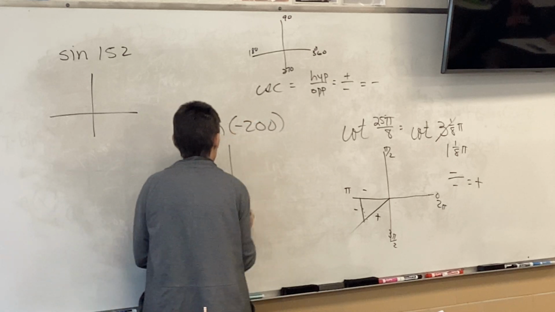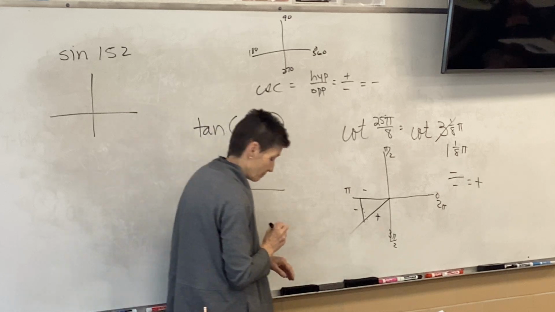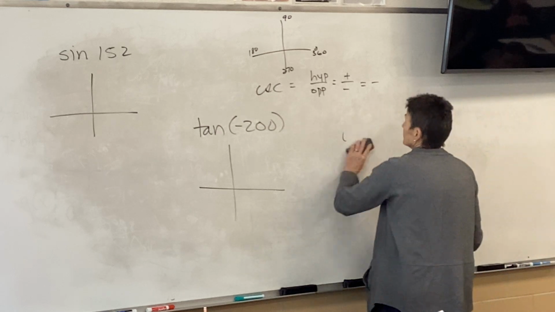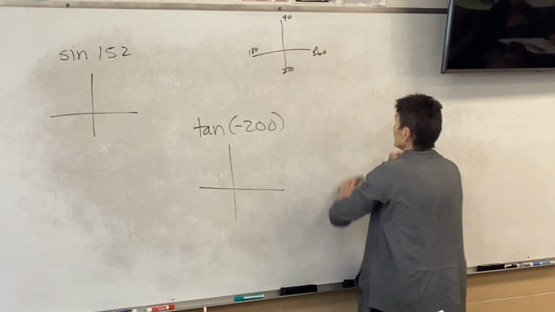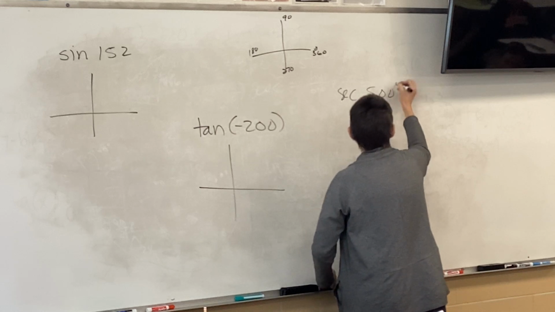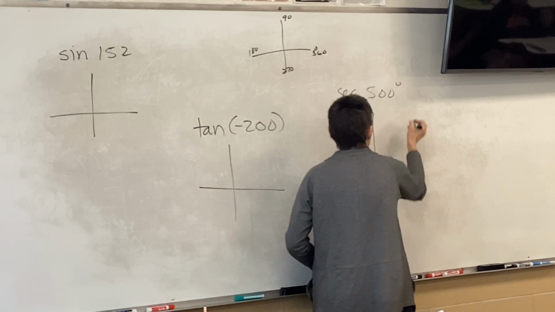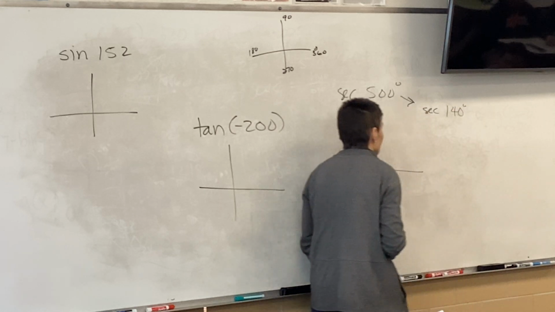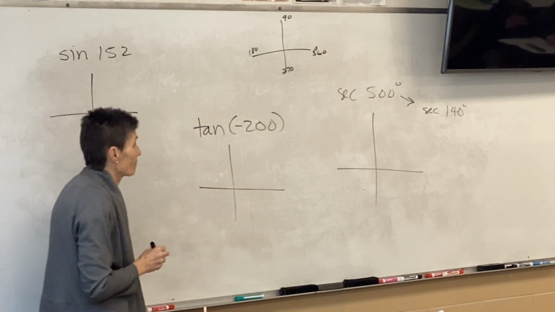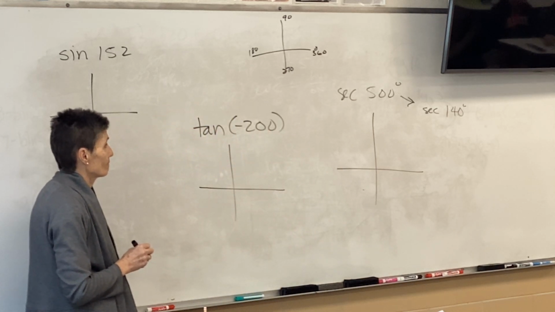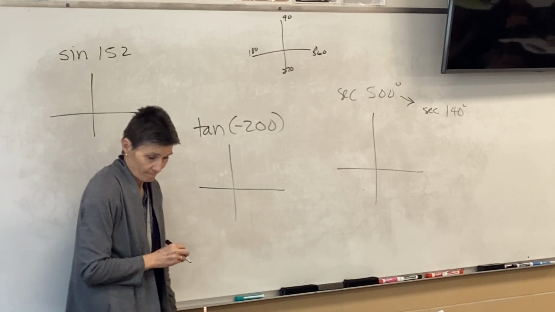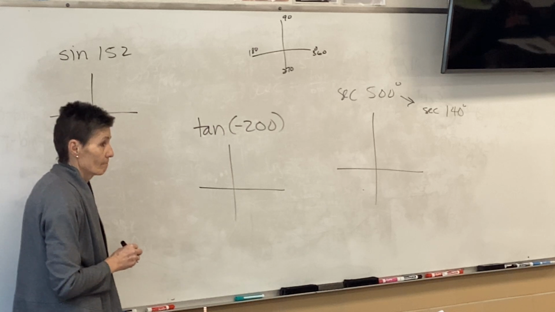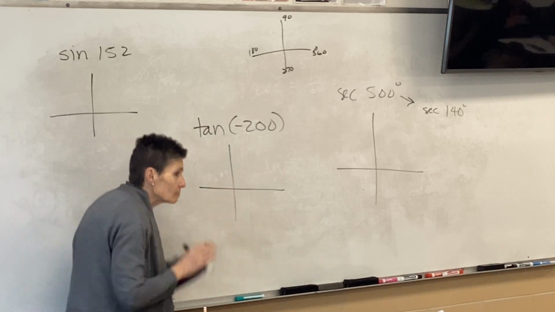Now you're going opposite. And then secant is the opposite of cosine. So h over a. Right. Got it.